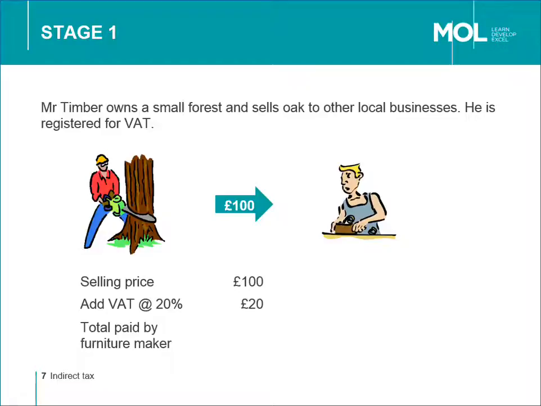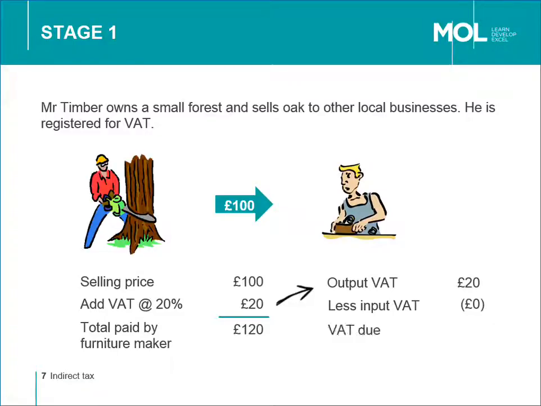The total, therefore, paid by the furniture maker would be £120. The £20 of VAT charged by Mr. Timber is output tax, i.e. the VAT charged on goods going out, and he will complete a VAT return and will pay this £20 to HMRC. The VAT return will therefore be as follows. Output tax collected of £20, less input tax suffered of nil. The total payable to HMRC is therefore £20.